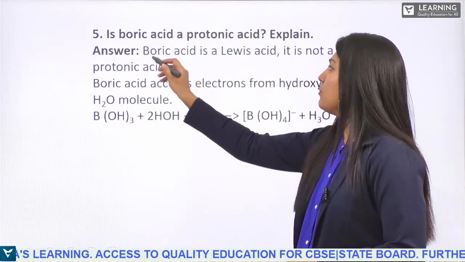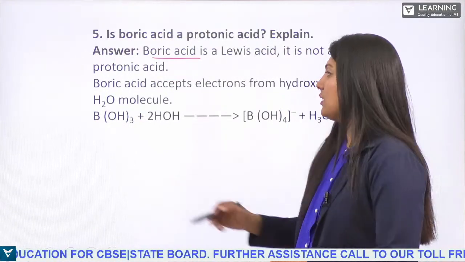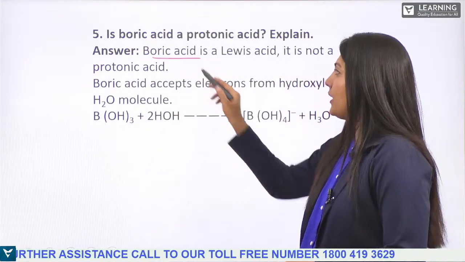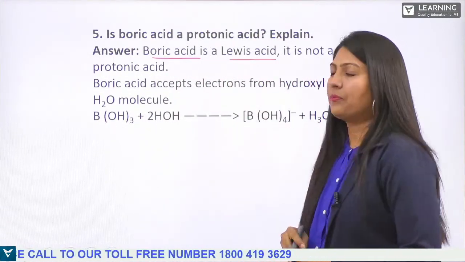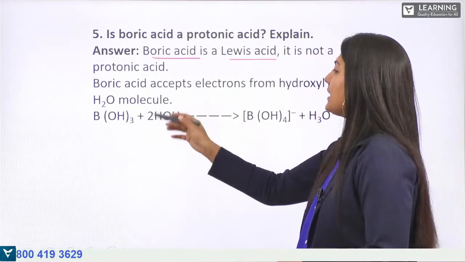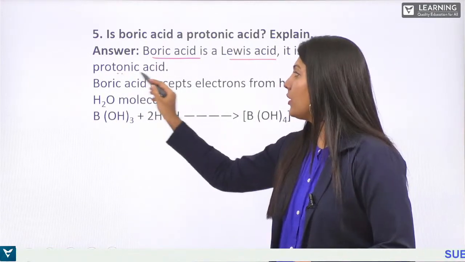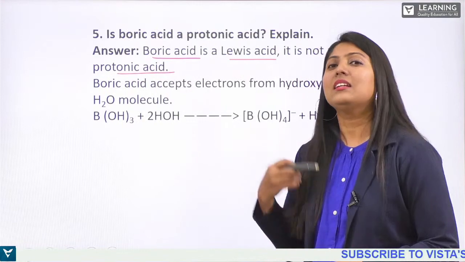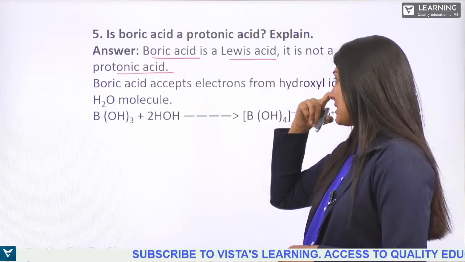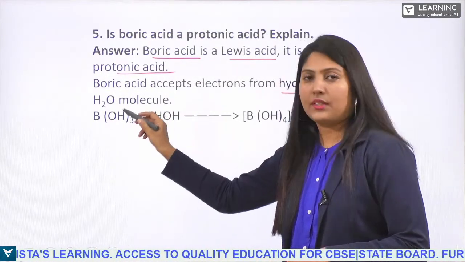So we'll see here boric acid. What is boric acid? H3BO3, and we can also write that formula as B(OH)3. Boric acid is a Lewis acid. What do you mean by Lewis acid? It can gain electrons. From whom can it gain the electron? From water molecules. It is not a protonic acid because it doesn't give out H plus ions. Boric acid accepts electrons from the hydroxide ion of the water molecule.